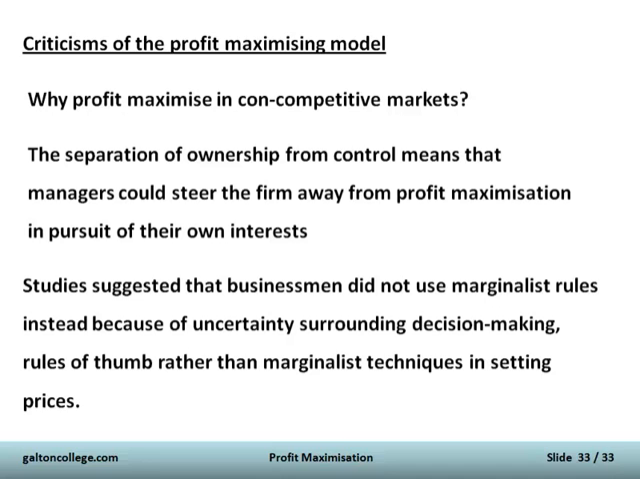Some studies suggested that businessmen do not use marginal rules. They don't use marginal cost and marginal revenue, mostly because of uncertainty. So they use what we call rules of thumb rather than marginalist techniques in setting prices. They look at the market, they think what the market will take, they set a price accordingly. If they're selling well, they might increase the price slightly. If they're not selling, they might reduce the price. It's not necessarily done on marginal calculations.